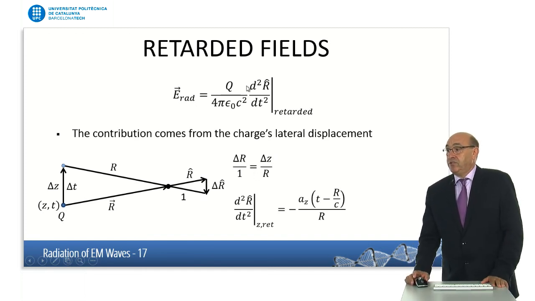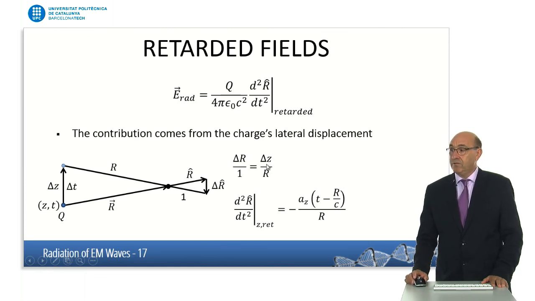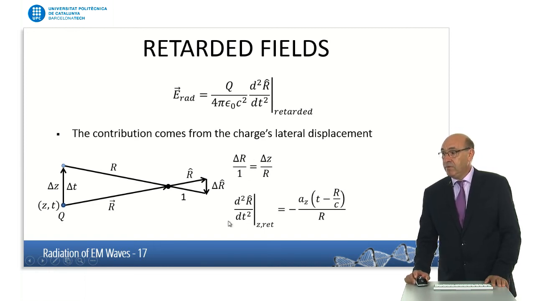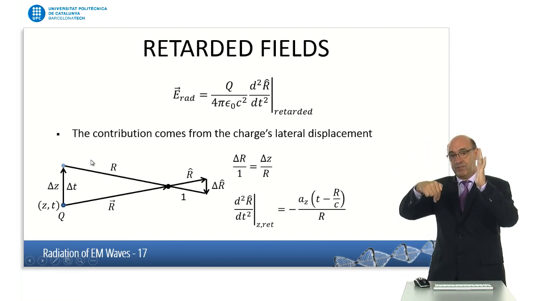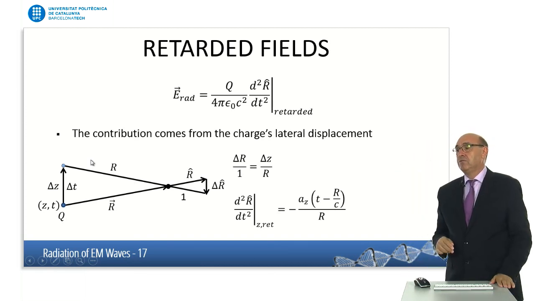And this is just the term you have here. If you take the second order time derivative of this vector, then this is the same as saying that you have to take the second order time derivative of the displacement. And this is nothing more than the acceleration. So at the end, this term immediately gives you the acceleration, divided by the distance. We put here a minus sign to show that if the charge moves in this direction, the field will go in the opposite one.